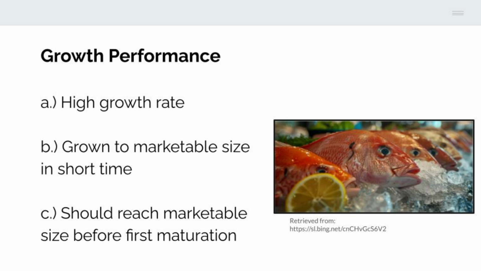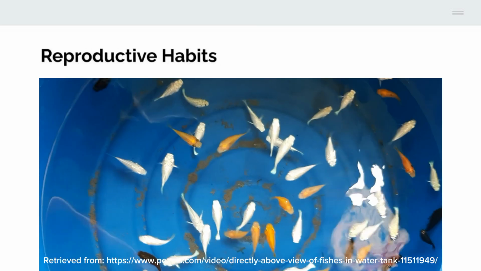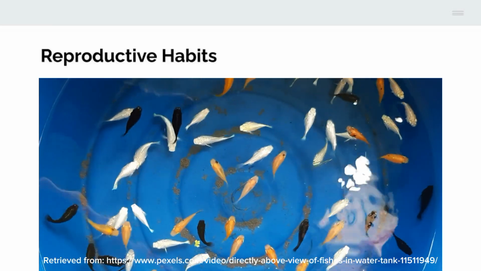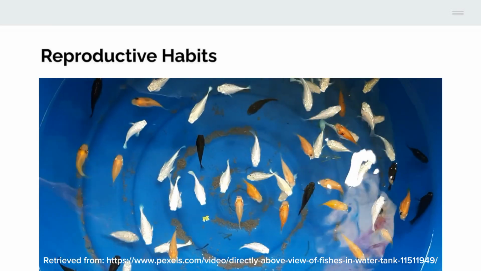Lastly, it should reach marketable size before first maturation. If fish mature before reaching the ideal harvest size, energy is diverted from growth to reproduction, which can slow growth and affect overall yield. By choosing species with excellent growth performance, we can improve productivity and ensure a sustainable aquaculture operation. Reproduction is a key factor in aquaculture because it ensures a continuous supply of fish stock for farming.